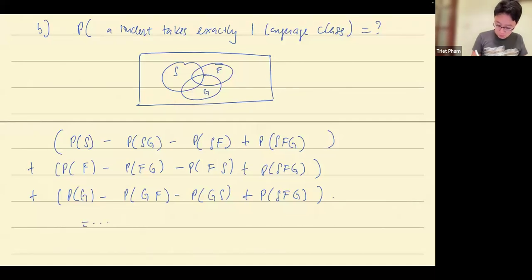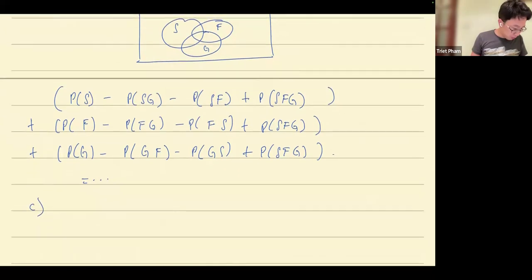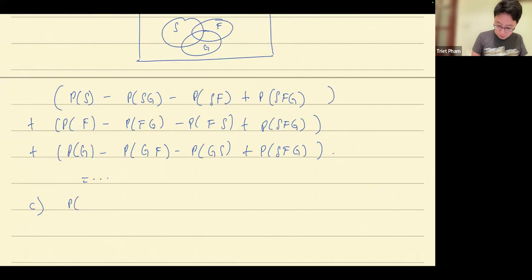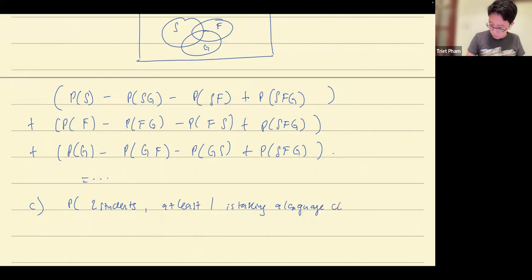So if two students are chosen randomly, then at least one is taking a language class. I guess I abbreviated a little bit, but if two students are chosen randomly, what's the probability that at least one is taking a language class?